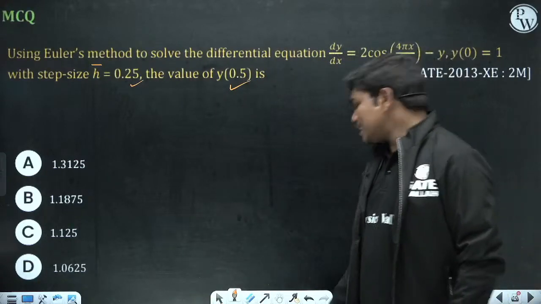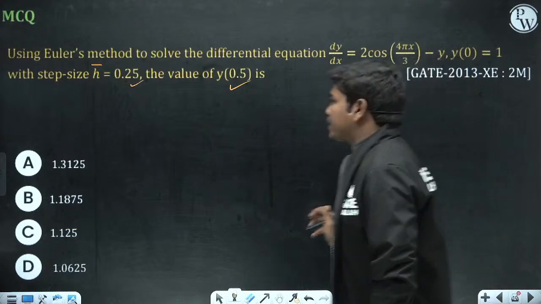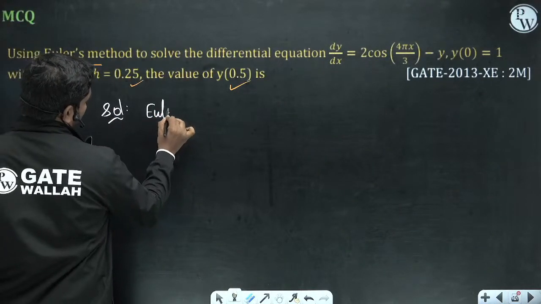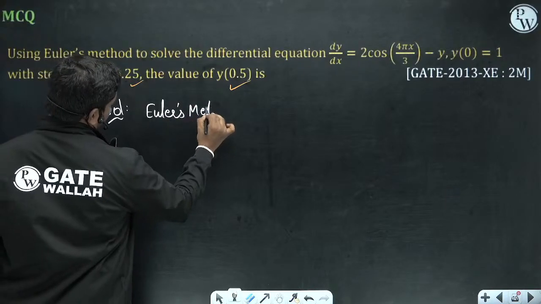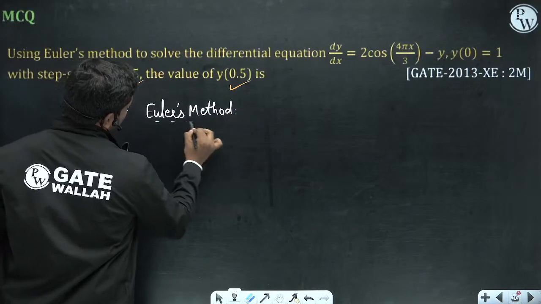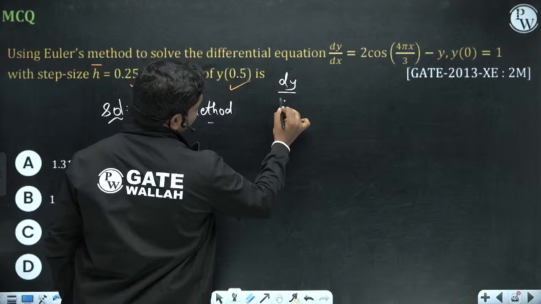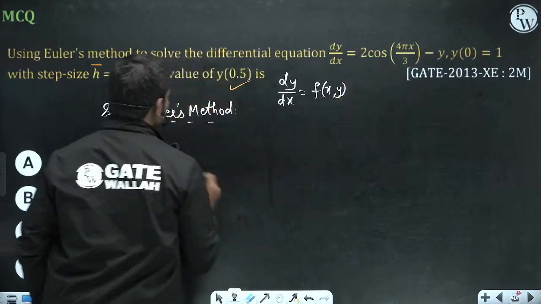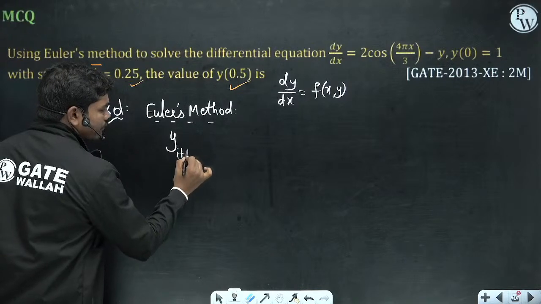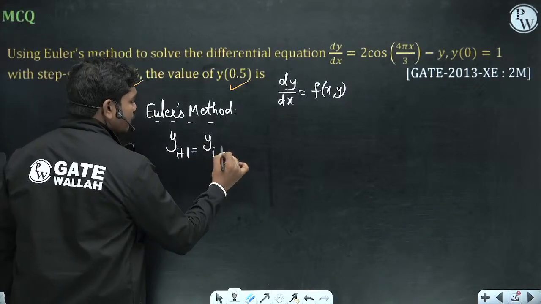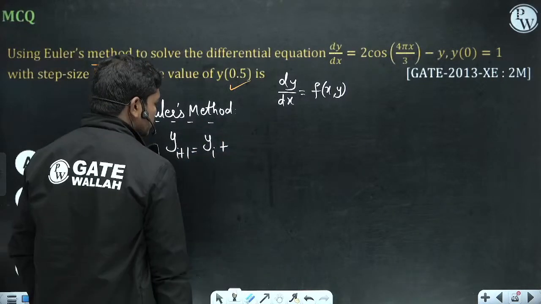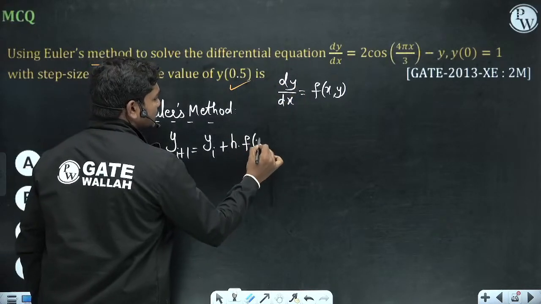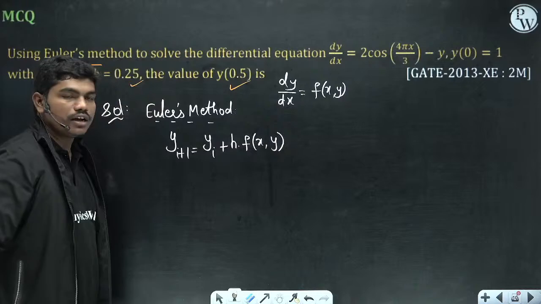Okay. So what are the iterative steps of Euler's method? Euler's method says that if you have a differential equation dy by dx is equal to some function of x comma y, a first order differential equation, then Euler's method says yi plus 1 is equal to yi plus h into dy by dx, which is f of x comma y. So this is actually the forward Euler.